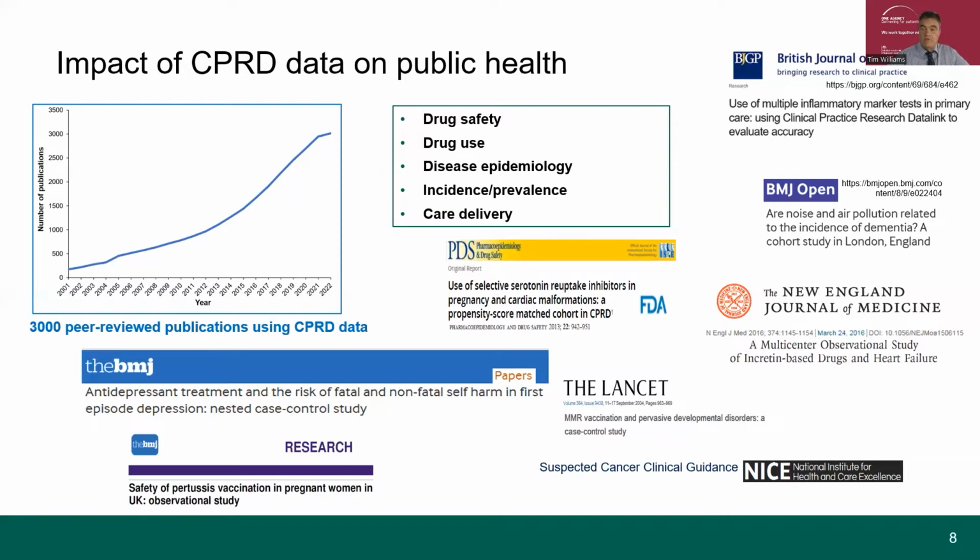A number of years ago now, CPRD data, or GPRD data as it was then, was used to help debunk the link between MMR and autism, and also it's been used in various other drug safety signal assessments, such as the one between antidepressants and the risk of fatal and non-fatal self-harm at the beginning of depressive episodes.